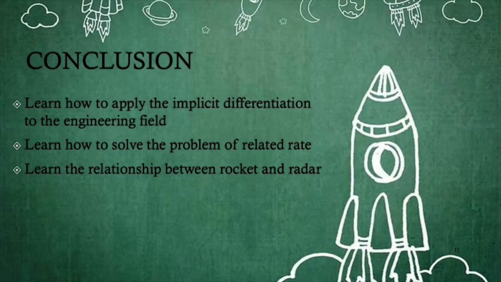Okay, in conclusion, we learn how to apply implicit differentiation to the engineering field, especially in radar and rocket systems. And then we learn how to solve the problem of related rates. In this case, we know how to calculate the speed of the rocket and the speed of the radar angle elevation. And lastly, we learn the relationship between the radar and rocket. Thank you.